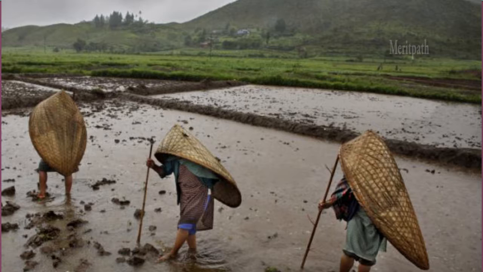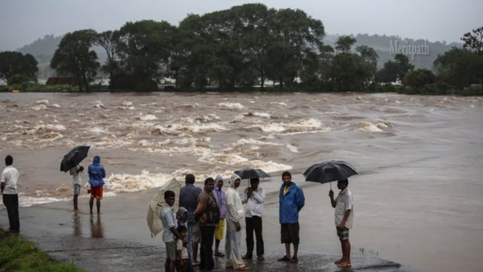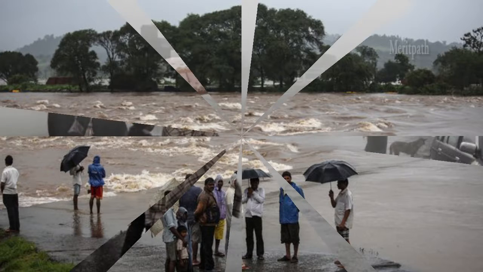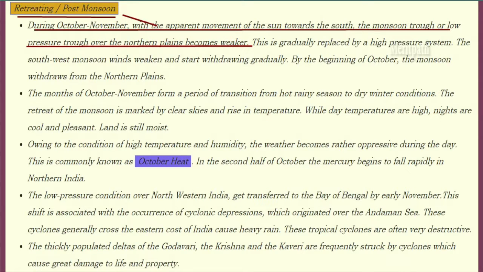Retreating or post-monsoon. During October-November, with the apparent movement of the sun towards the south, the monsoon trough, or the low pressure trough over the northern plains, becomes weaker and is replaced by a high pressure system. Southwest monsoon winds weaken and start withdrawing gradually. By the beginning of October, the monsoon withdraws from the northern plains. The months of October-November form a period of transition from the hot rainy season to the dry winter conditions.